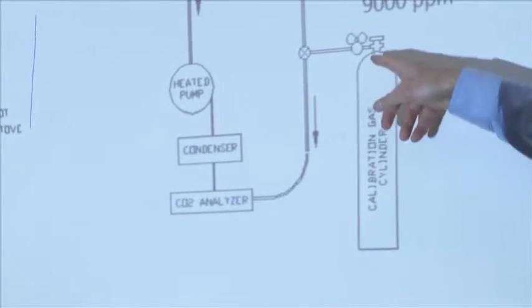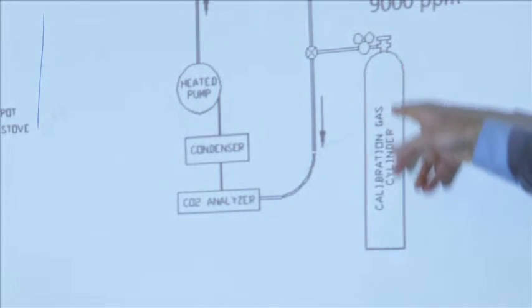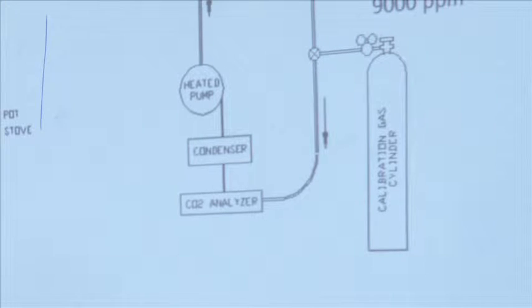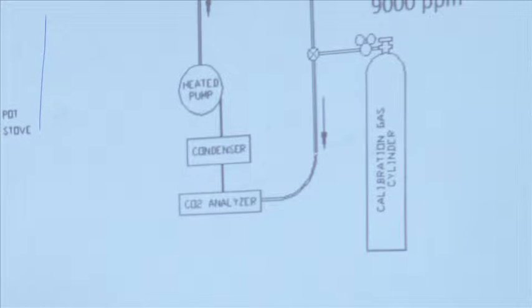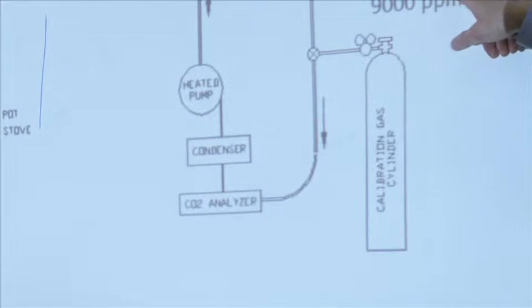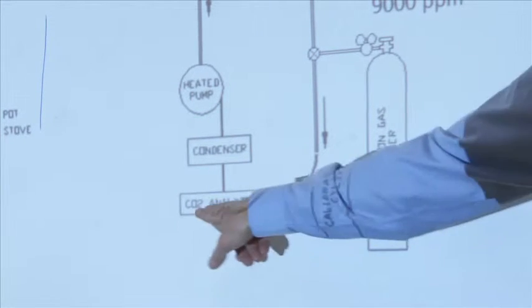So we have a cylinder of calibration gas. This is a compressed gas cylinder here. All right, thank you. Okay, so we have a compressed gas cylinder with 9,000 ppm of CO2. This is what we use to calibrate the CO2 analyzer.